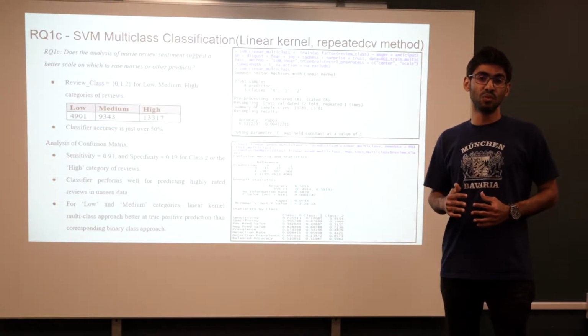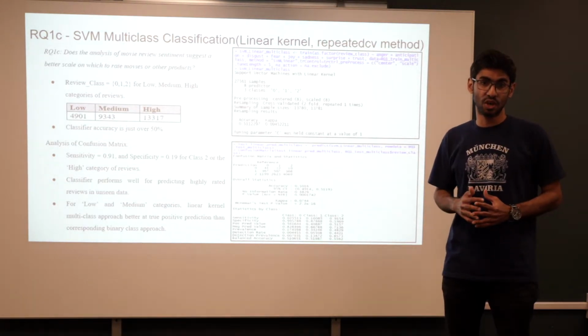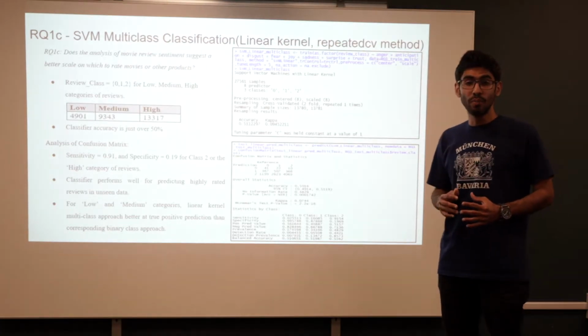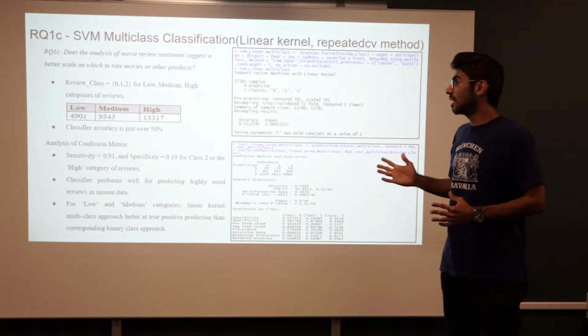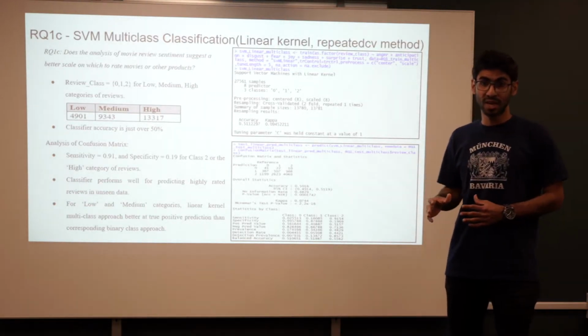Here we have 3 classes of the reviews: low, medium, and high. Again, we have 3 bins basically. It's based on the number of votes that reviews are getting.